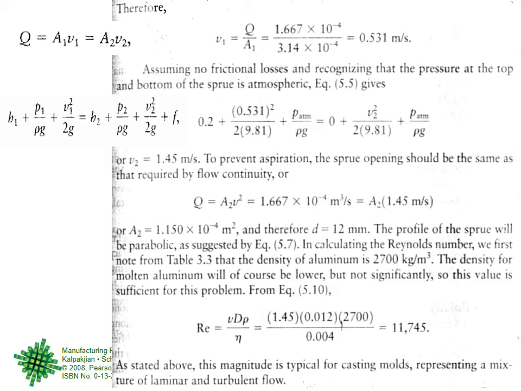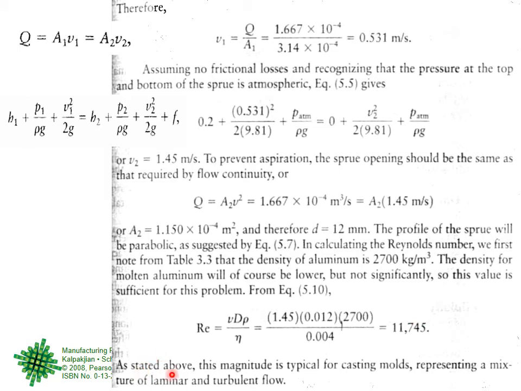So this is the Reynolds number, 11,745. Any Reynolds number less than 2000 is laminar flow. Any number between 2000 to 20,000 was a mix of laminar and turbulent. Any number more than 20,000 was turbulent, which is bad, right?